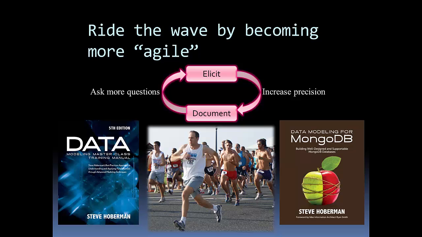So here I am in a race a number of years ago looking like I could win. I didn't come anywhere near winning, but what I mean by us becoming more agile is that instead of going through rigorous second normal form, third normal form, high-level dimensional kind of processes and techniques, we could look at what we do as really an iterative cycle of eliciting information and then documenting it.